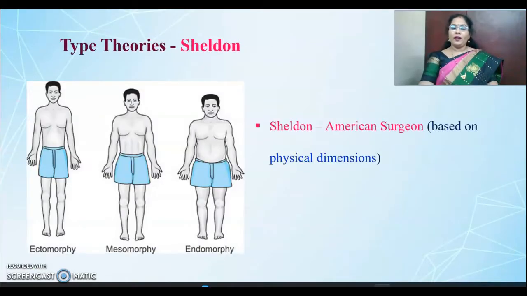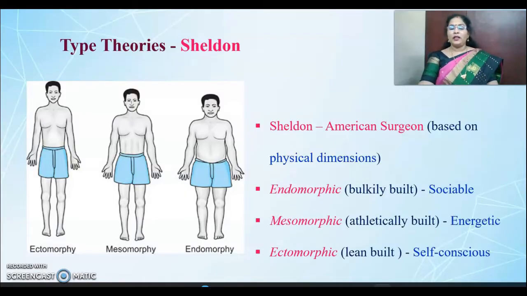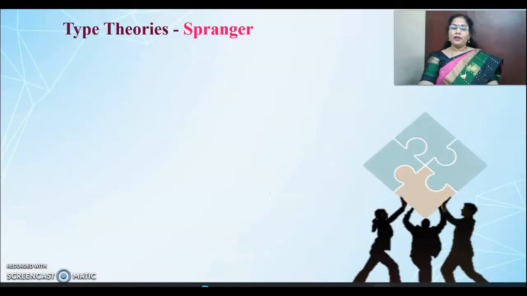Sheldon came up with another idea of type theories. He was an American surgeon. He said that based on the physical dimensions, human beings can be classified into three categories. They are endomorphic, ectomorphic, and mesomorphic. For endomorphic people, they have a bulky built body. So they are sociable in characteristics. Mesomorphic is athletically built and they are always energetic. Ectomorphic is very lean people and they are more concerned about their appearance and they are most of the time self-conscious.